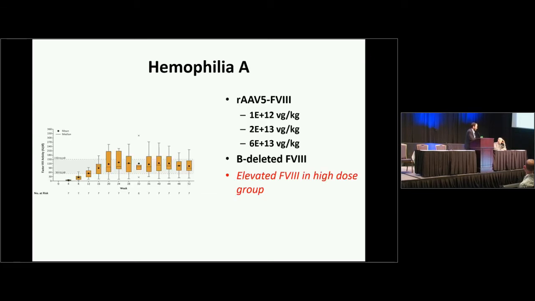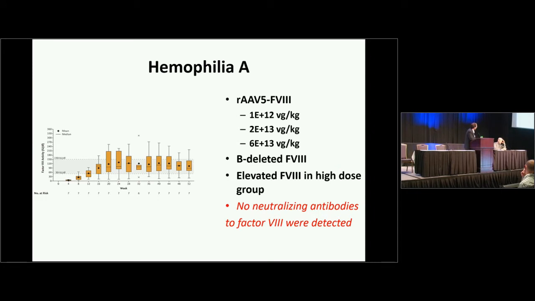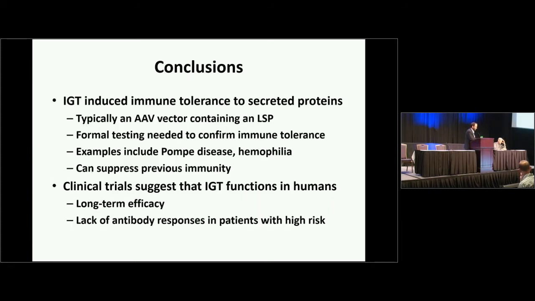So we can see the result, a median correction of 100% of factor VIII activity over a year, and we'd note that there were no neutralizing antibodies to factor VIII in this population that has a very real risk of inhibitor antibody formation. To conclude then, IgT has induced immune tolerance to secreted protein in several models.